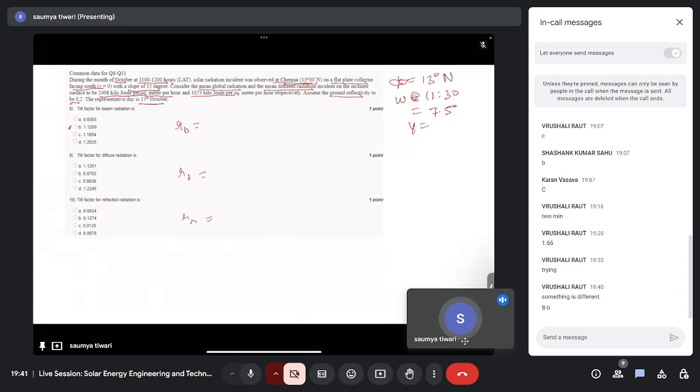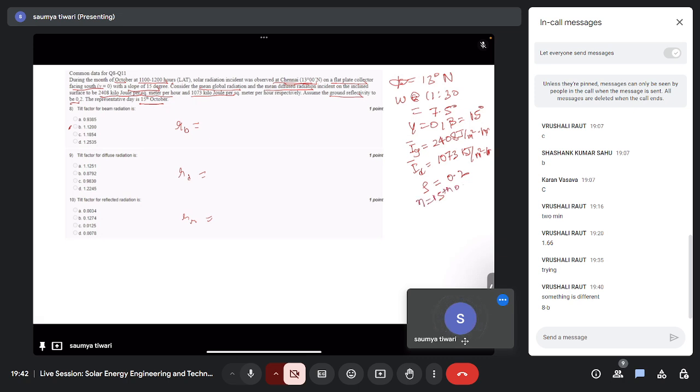Your gamma is given 0. Your slope tilt angle is given 15°. Okay. What else is given? Mean global radiation and mean diffuse radiation. The mean global radiation is given as 2408 kilojoule per meter square per hour, and the mean diffuse radiation is given as 1073 kilojoule per meter square per hour. Ground reflectivity rho is given as 0.2, and n is given. N is for 15th October.